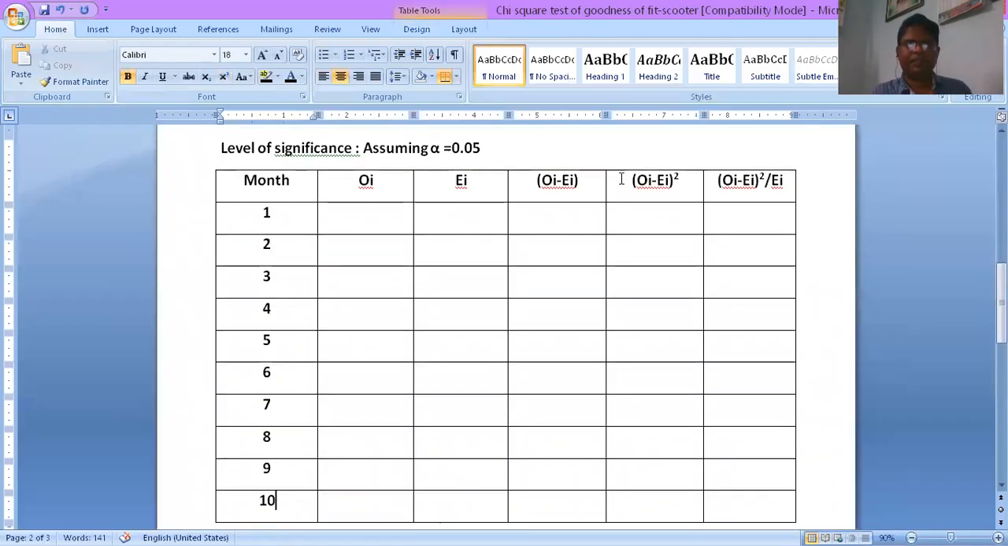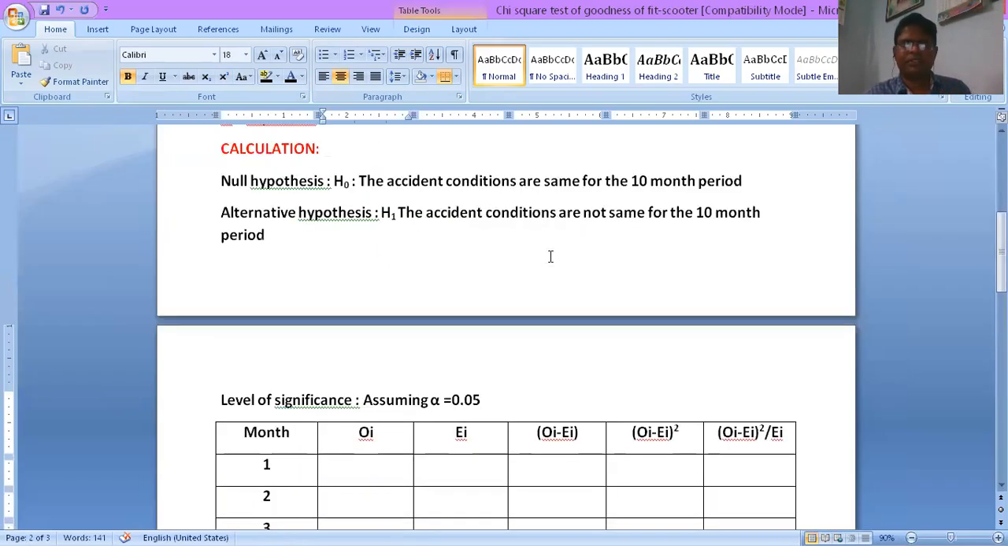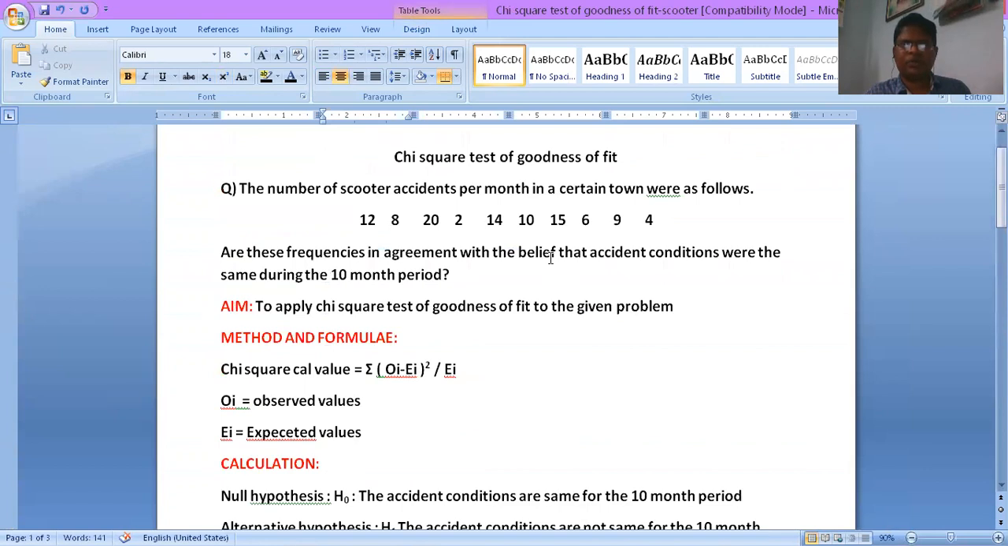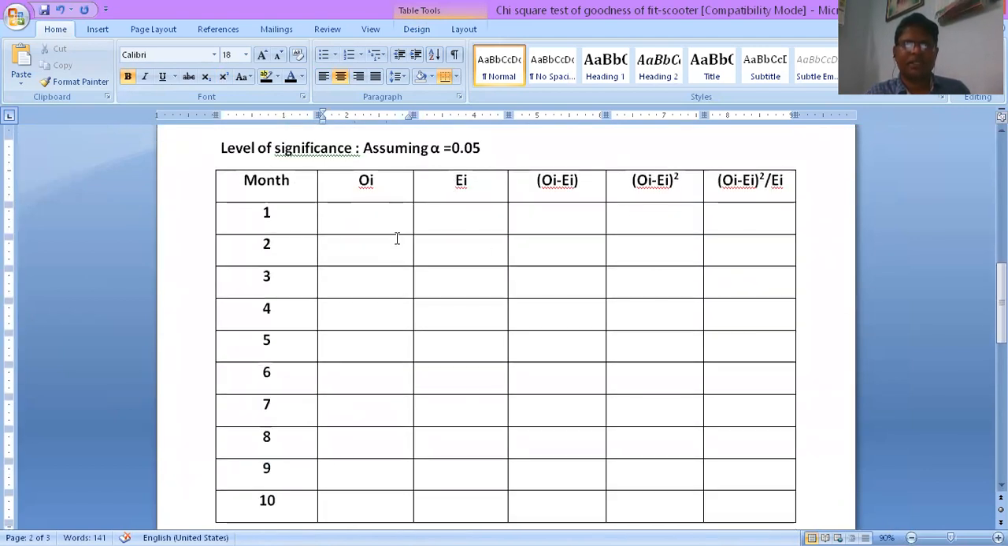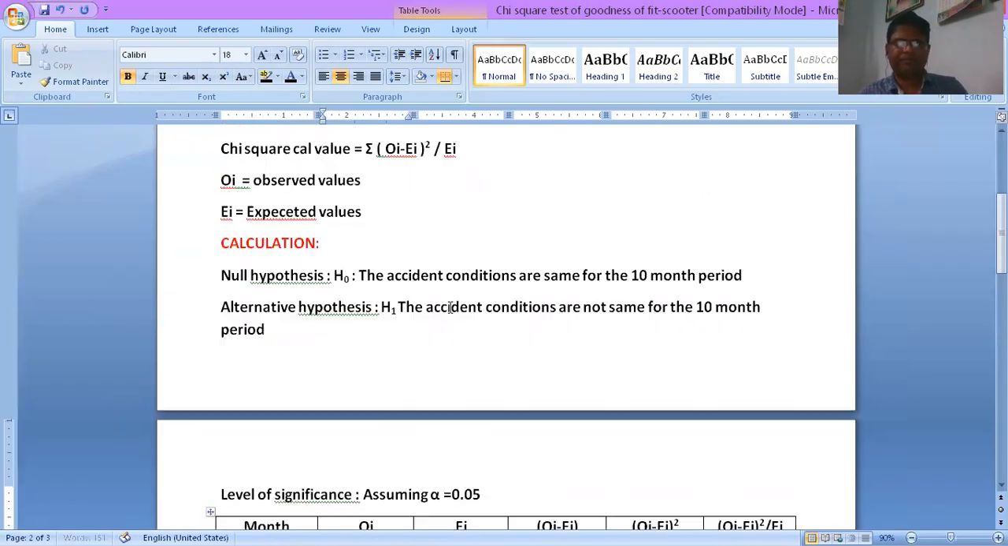Just write whatever is given in the problem. You treat all those values as observed frequencies. So what are those values? 12, 8, 20, 2, 14, 10, 15, 6, 9, 4. I am just rewriting those values in oi. First observation 12, next 8, next 20, 2, 14, 10, 15, 6, 9, 4.